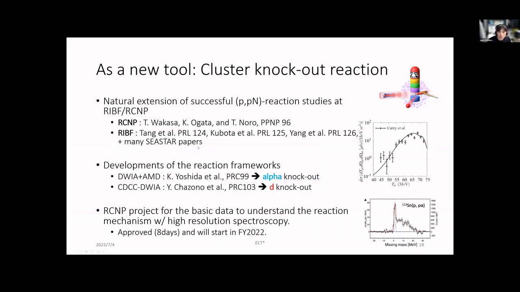The cluster knockout reaction itself is based on the successful (p,pN) reaction at the RIBF and the RCNP, and this probe is already established to extract the particle information in the nuclei. Now these reaction theories are being developed by many collaborators. One is the DWIA plus AMD calculations, for the alpha knockout reactions, and the CDCC with DWIA is for the deuteron knockout case. We also plan to measure more precise information from the elementary process of each knockout reaction.